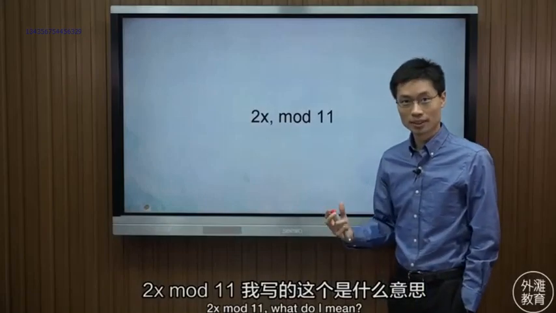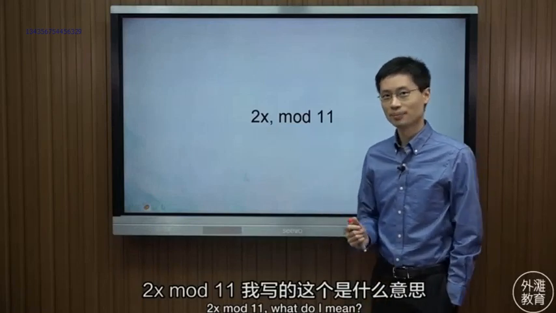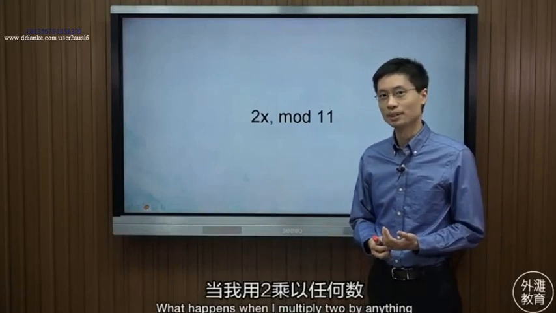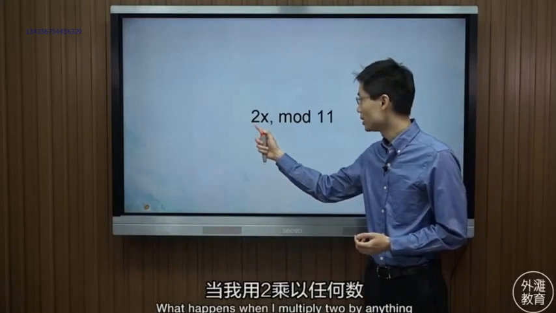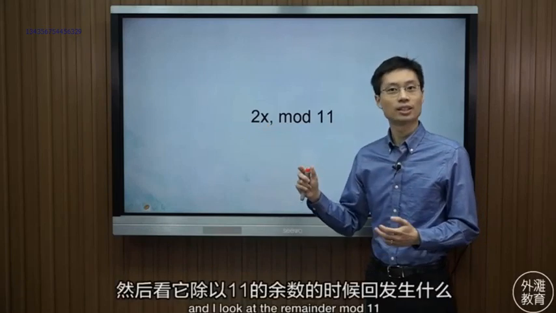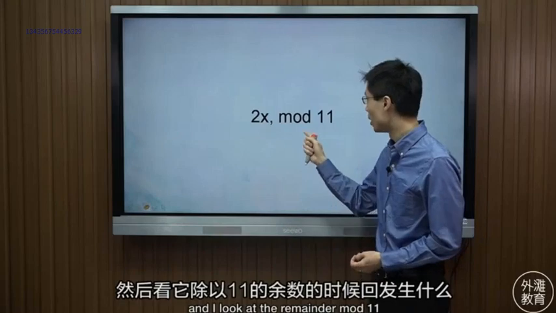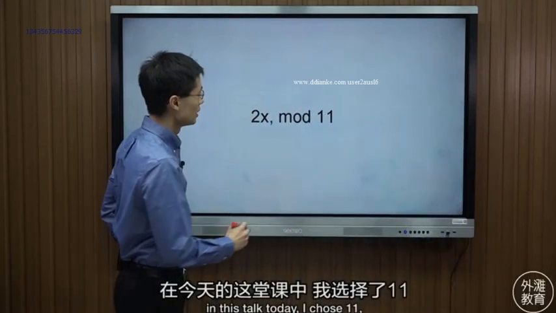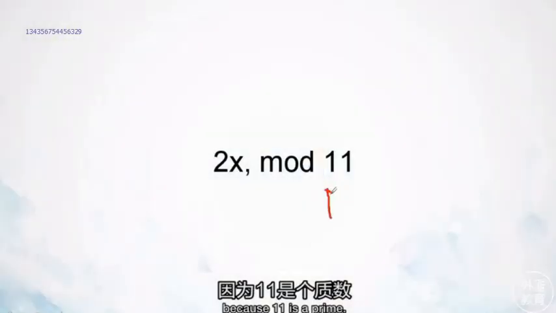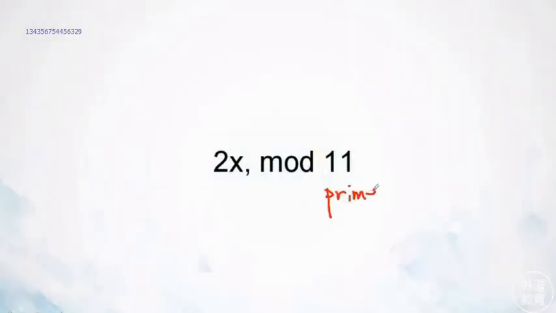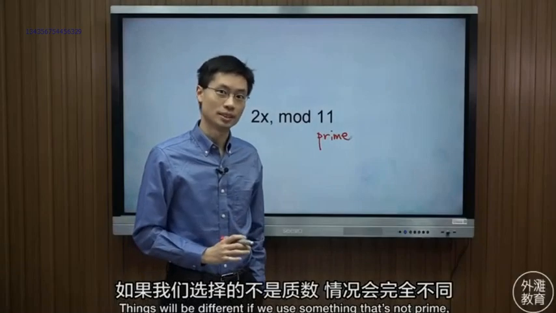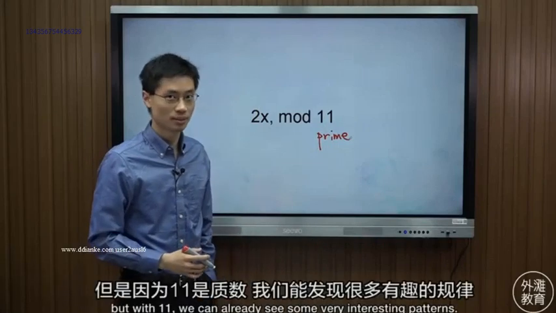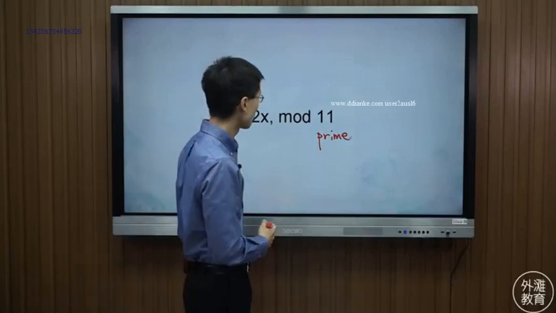2x mod 11. What do I mean? I want to draw a picture which helps us to understand what happens when I multiply 2 by anything and I look at the remainder mod 11. In this talk today, I chose 11 because 11 is prime. Things will be different if we use something that's not prime. But with 11, we can already see some very interesting patterns.